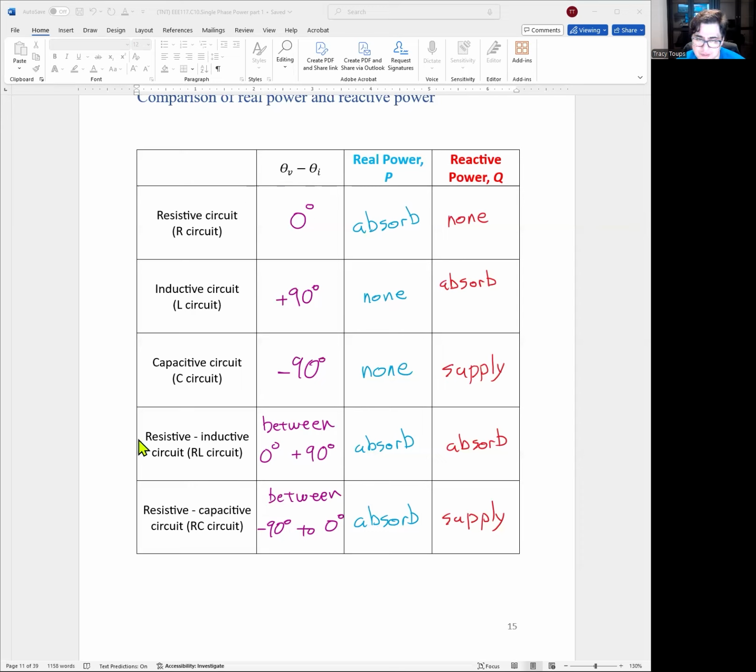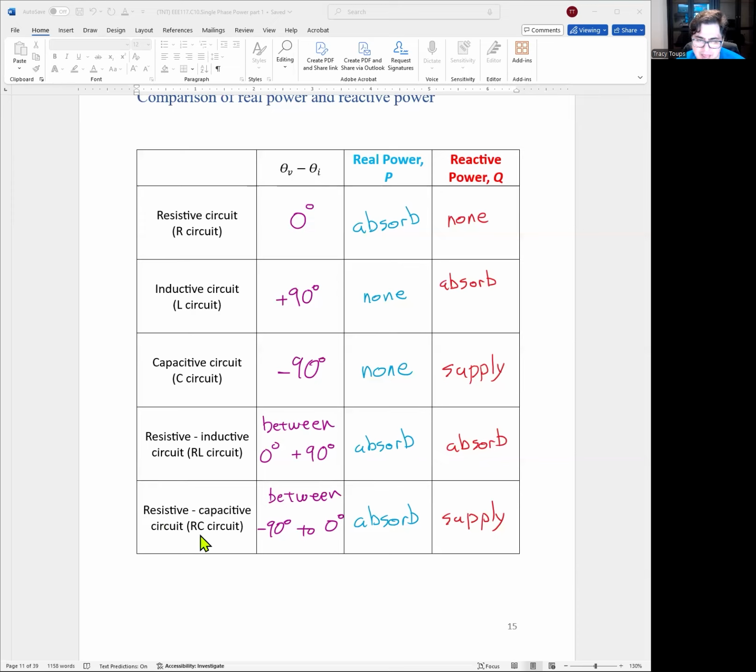Either way, for this RL circuit, you're going to absorb real power P from the circuit. So this load is going to take real power P from the circuit, and this load will also absorb and take out reactive power Q from the circuit. So they're taking both of these out.